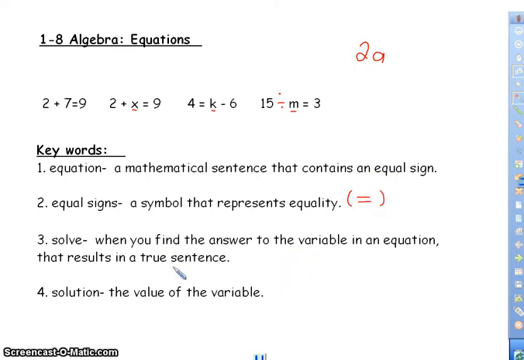When you solve an equation, what you're doing is you're trying to find the answer to the variable. And you know you have solved the equation correctly if you can plug it back into the equation and find the solution, and it ends up being true. And a solution is the value of the variable. So what you actually solve and find x or k or m to be equal to. Okay?